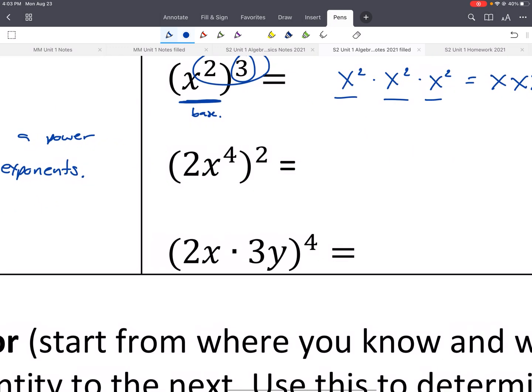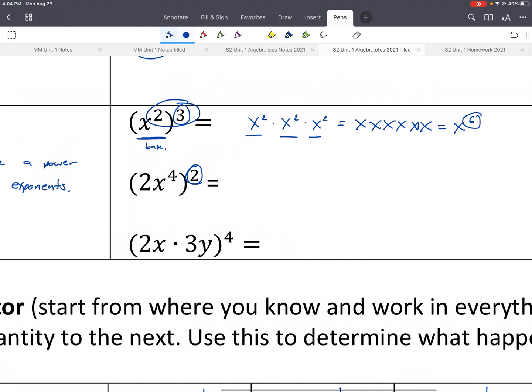All right. So here's an example. Again, everything here is being squared. The 2 is being squared. The x to the 4th is being squared. So if you want to expand those, that's great. You could do 2x to the 4th times 2x to the 4th. We'd multiply 2 times 2 is 4. And again, we learned that if we have like bases and we're multiplying them, then we add. So that would give us x to the 8th.